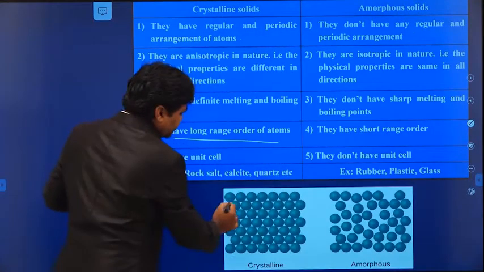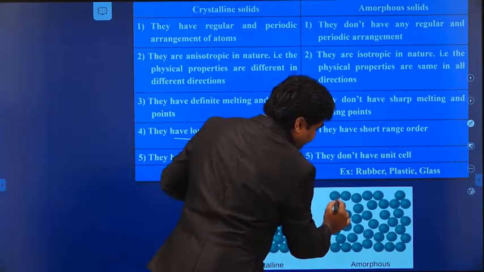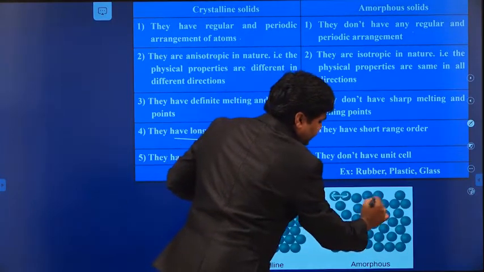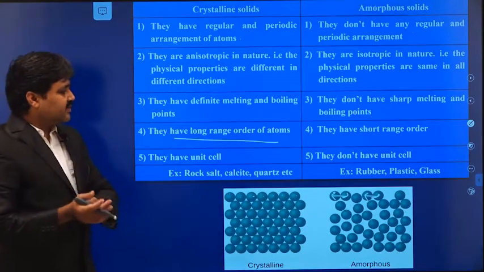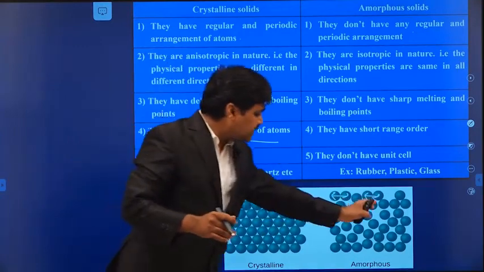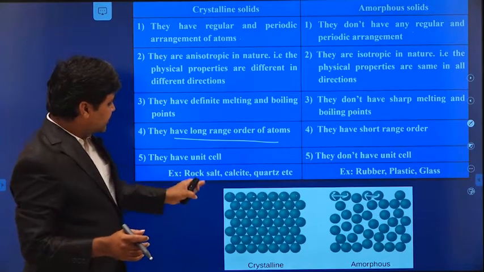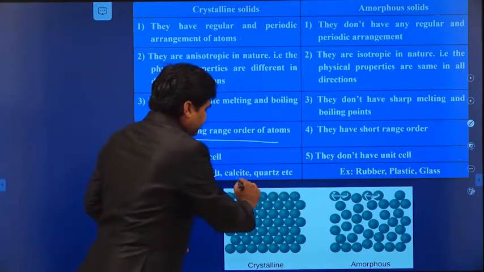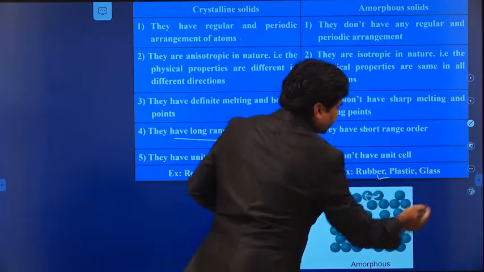In the case of crystalline materials, all the atoms are in a regular and periodic manner, but here they have very short range order. That means only a few atomic distances are ordered, and the remaining atoms are not in order. So they have a unit cell; we will discuss the unit cell. Examples of crystalline materials are rock salt, calcite and quartz. Examples of amorphous materials are rubber, plastic and glass.